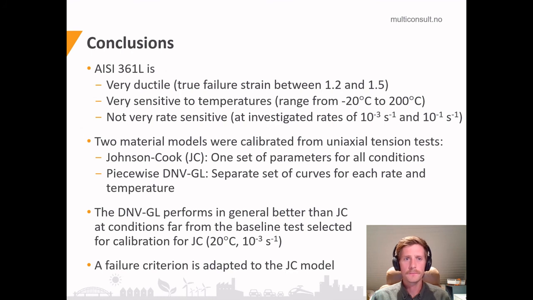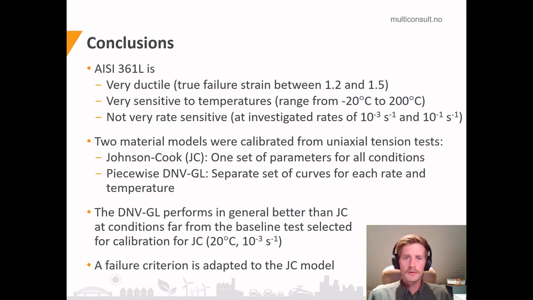So let's conclude. The material at hand is very ductile. I've seen true failure strains up to 1.5, which is very high. And we have seen that it is very sensitive to temperatures, but not very sensitive to strain rate. At least for the ranges we have studied here.